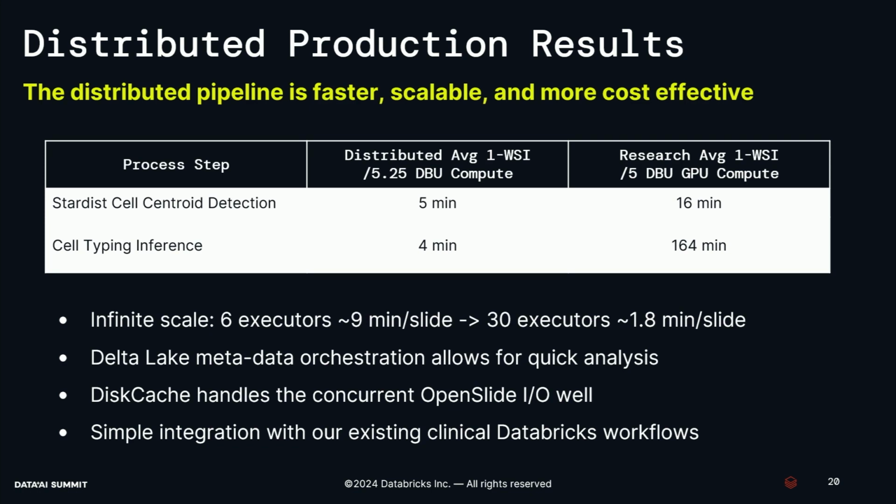And then it scales roughly linearly. With 30 executors, we got down to 1.8 minutes, and you can obviously go much larger than that. There's some overhead because we're copying the WSI files to the local cache, but that's what blob storage is very good at, copying a 2 gigabyte file. So that only takes a few seconds.